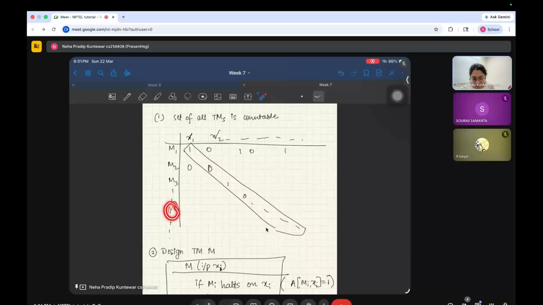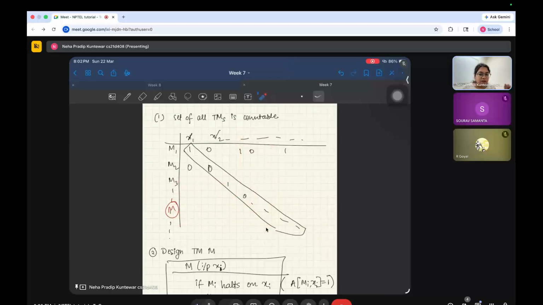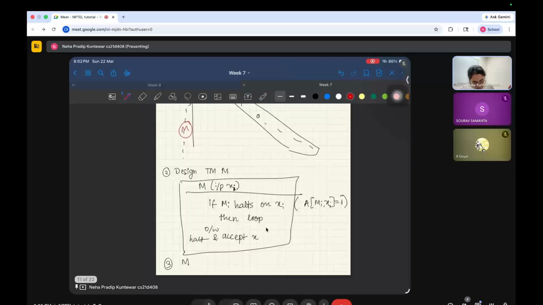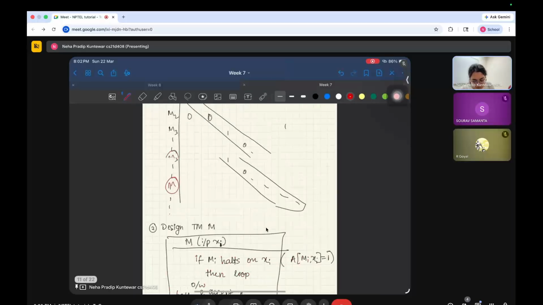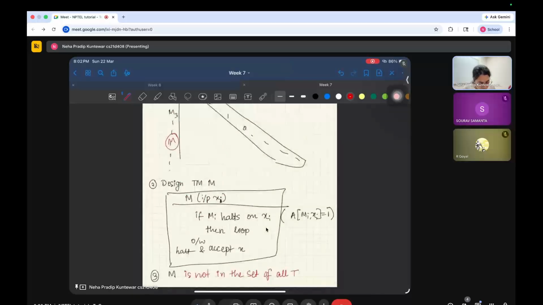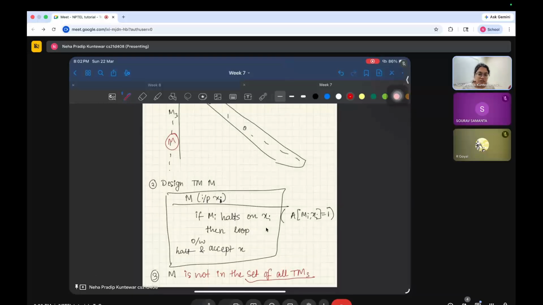Then we ask whether m can be in the second row. Can it be m2? It can't be, because it differs in the behavior on x2. Similarly, in every row we will find some input on which the behavior of m does not match the behavior of that particular mi which we are looking at. So that means m is not in the set of all Turing machines. But that cannot be, right? It's the set of all Turing machines. M is a Turing machine, so M must be there.